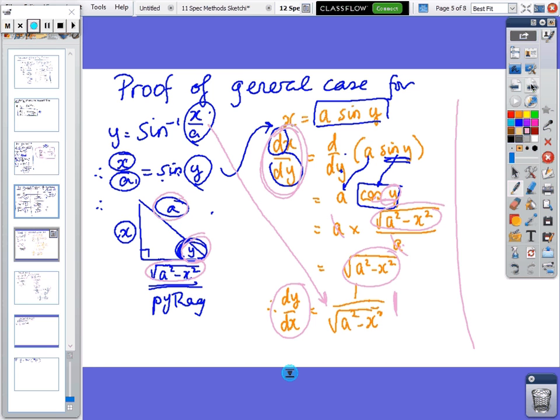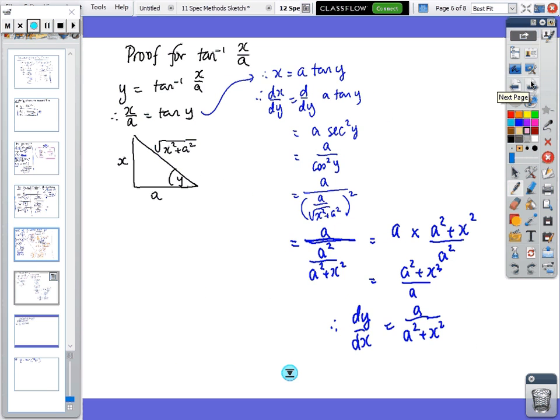Okay, let's look at the proof for tan. So again, the function is tan minus 1 of x on a. Make x on a the subject by taking tan of both sides. So if I put y in that corner there, this is the opposite and this is the adjacent. So opposite, adjacent, and then using Pythagoras, you get that value there. Okay, so then I go x equals a tan y by getting the a off the bottom to there.